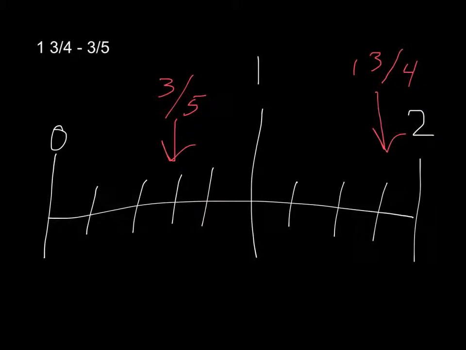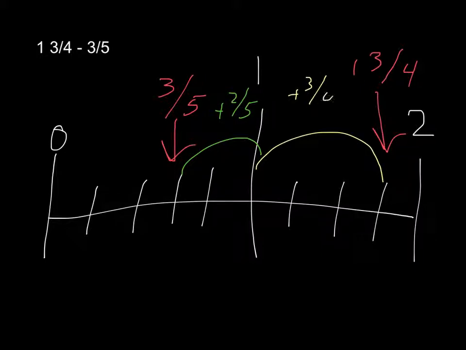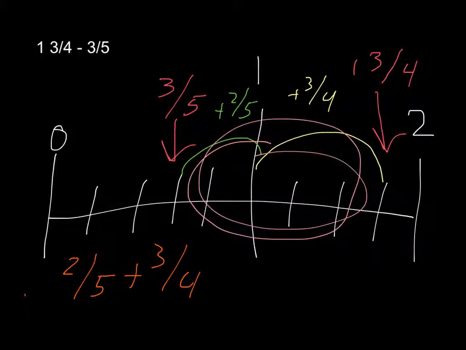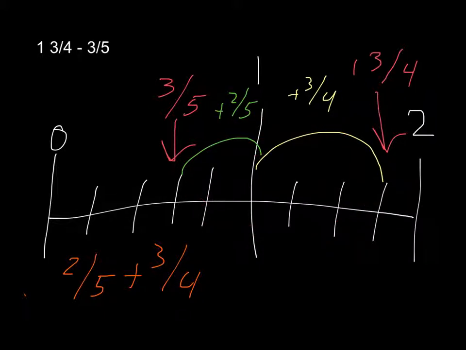What I'm going to do here is say to get from 3/5 to 1, I add 2/5. And then to get from 1 to 1 3/4, I'm going to add 3/4. So what we're doing here is changing the problem from 1 3/4 minus 3/5 to a new problem, which is 2/5 plus 3/4. Because now we are looking for this space in here to see what that is. We know how to solve 2/5 plus 3/4 because that is an addition problem that we did from before.